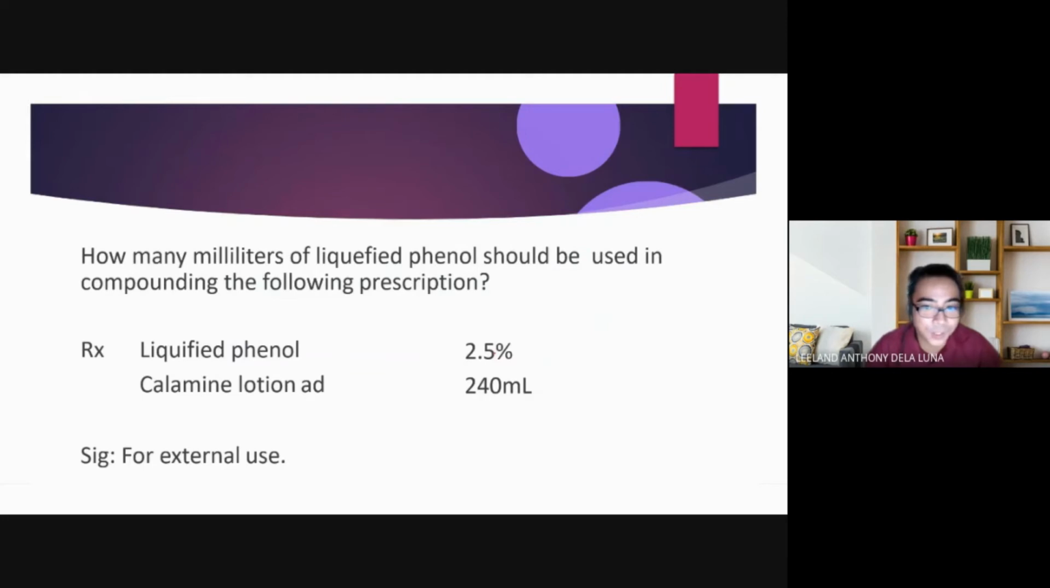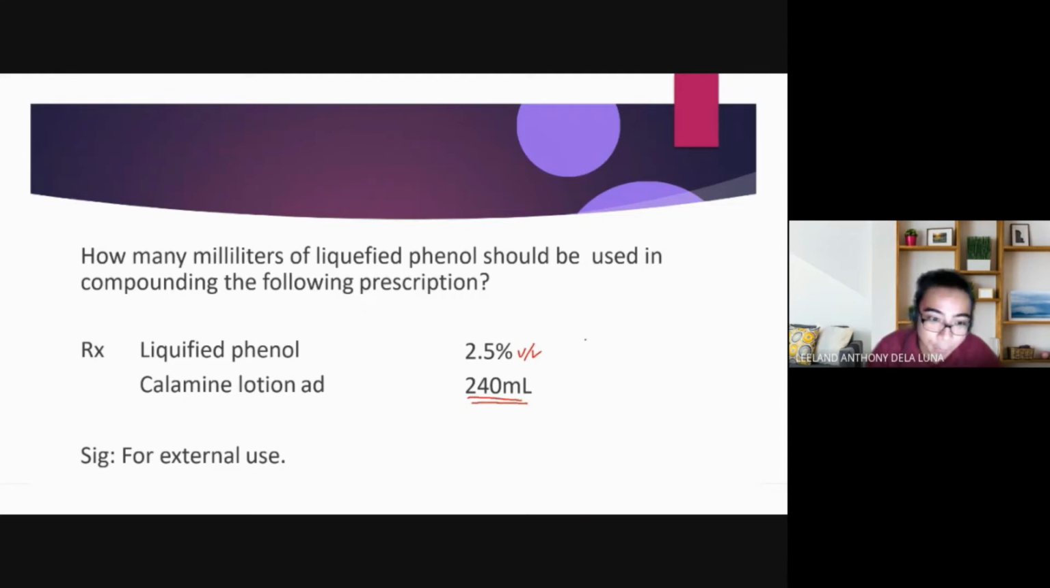So here, class, ang question is, how many ml of liquefied phenol should be used in compounding the following prescription? Again, volume per volume. Alright, so this is 2.5% volume per volume. Ang kailangan ko is a 2.5% solution liquefied phenol. Alright? Tapos, ang total solution ko would be, and QS add, meaning add calamine lotion to make 240 ml total.